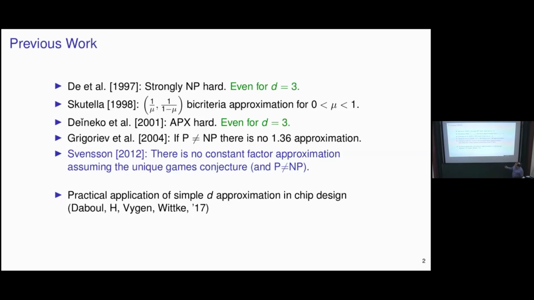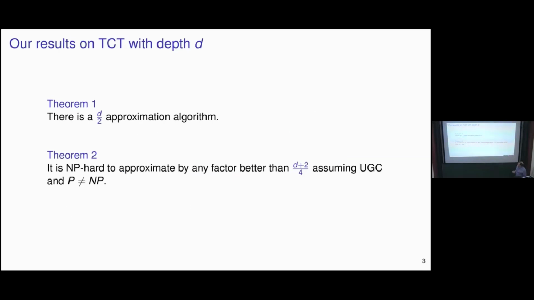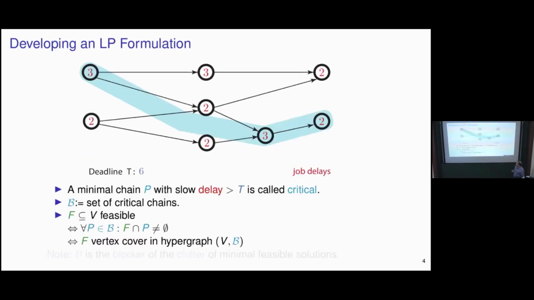Yeah, and we are trying to improve this algorithm, and at some point on our way I will also derive how we get to this D approximation. It's actually quite simple. So the first result will be a D-half approximation. And then we also show that we cannot do better than (D+2)/4, assuming the unique games conjecture. So let's first do the first result, the D-half approximation.